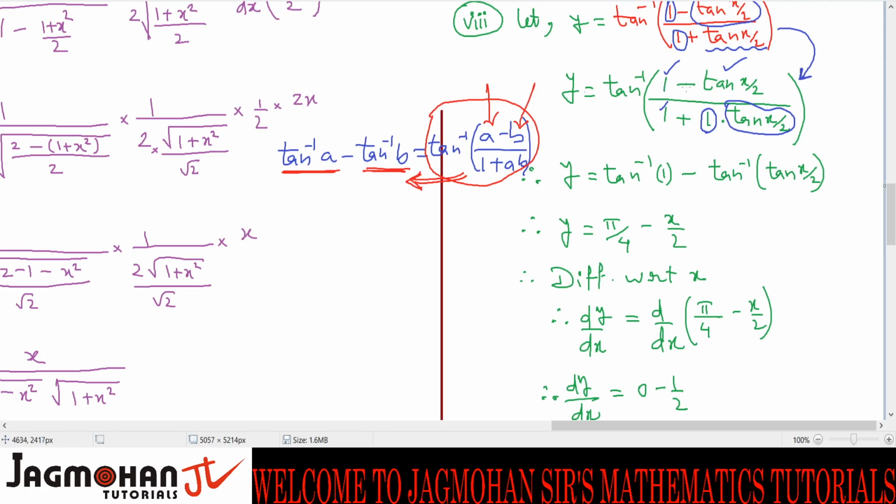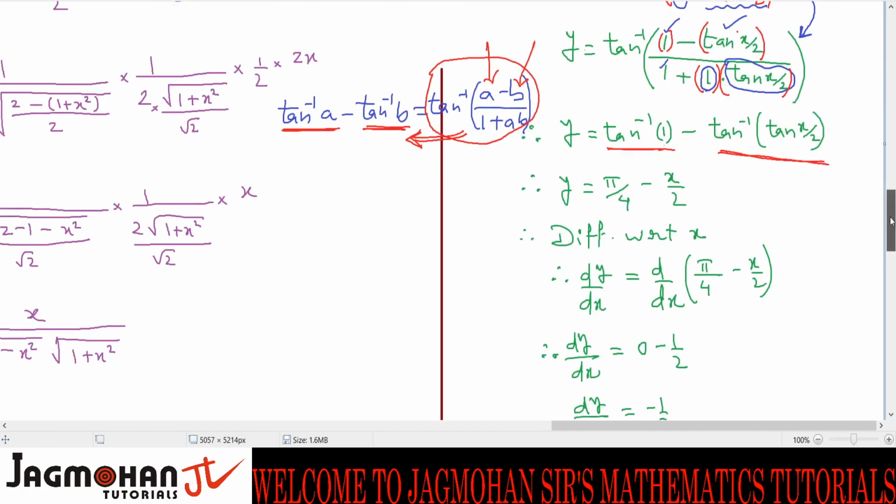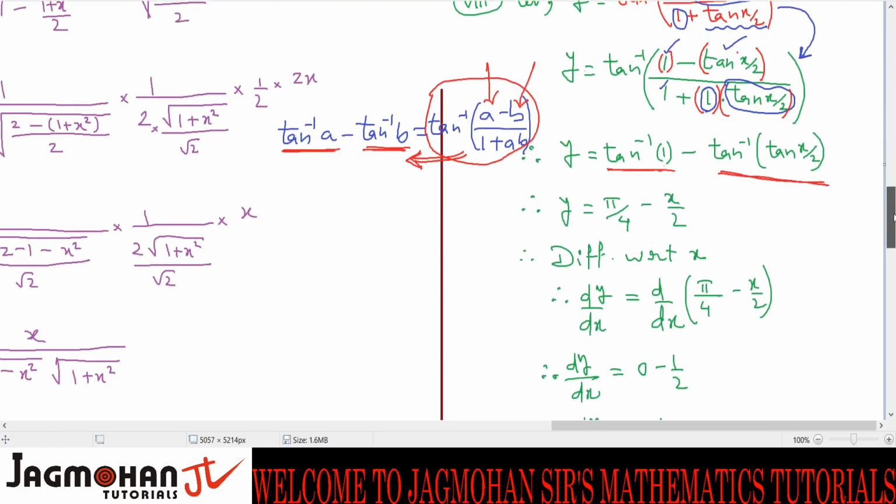See, tan inverse of 1 minus tan x by 2, this is B here, 1 is A. So tan inverse of 1 minus tan x by 2 upon 1 plus 1 into tan x by 2. See, here we are getting A into B. If you consider this as A and this as B, so this is A into B, 1 into tan x by 2. So I will get tan inverse of A minus tan inverse of B: tan inverse of 1 minus tan inverse of tan x by 2. 1 is A and tan x by 2 was B. Okay. You can rewind the video and see this once again.